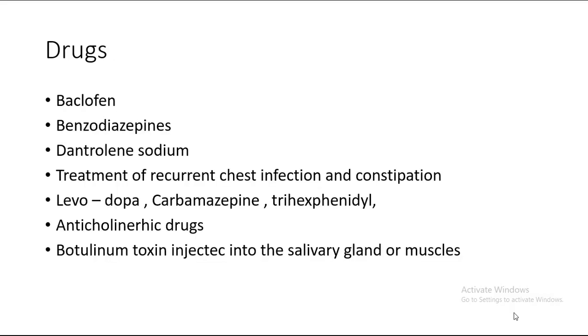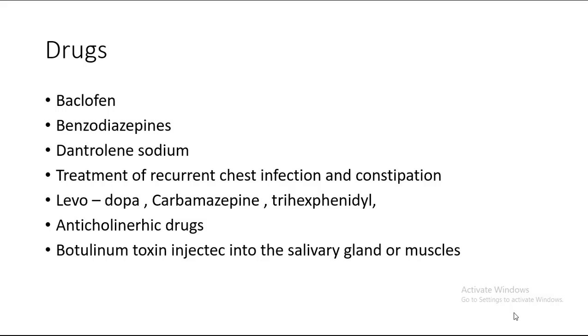For the drugs, what are the drugs used for children with cerebral palsy? We can use drugs to reduce spasticity, like baclofen, benzodiazepines, like Valium or clonazepam, dantrolene sodium. We can treat the recurrent chest infection. Those children have bulbar impairment. They are at risk for aspiration pneumonia. They may have constipation, so we can prescribe medications for these two problems.